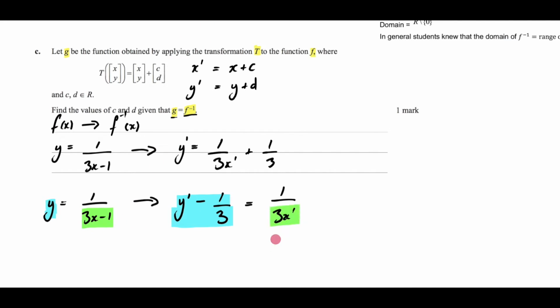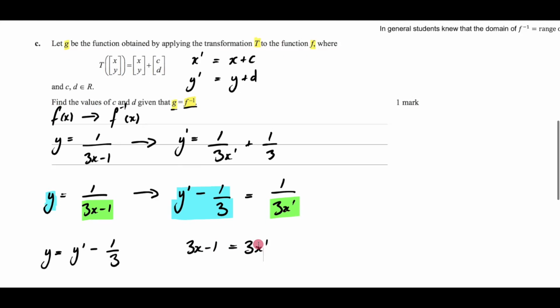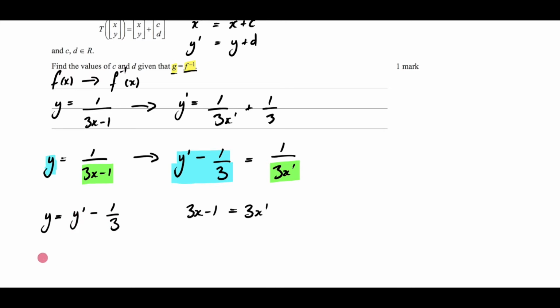this equal to that. All right, so that means I'm going to get y is equal to y dash minus 1 over 3, and I'm going to get 3x minus 1 is equal to 3x dash. Now what I'm going to do is rearrange it so I have it being equal to a y dash. So that means I'm going to get y dash equals y plus 1 over 3. And then over on this side, what I'm going to get is my x dash is equal to 3x minus 1 over 3.